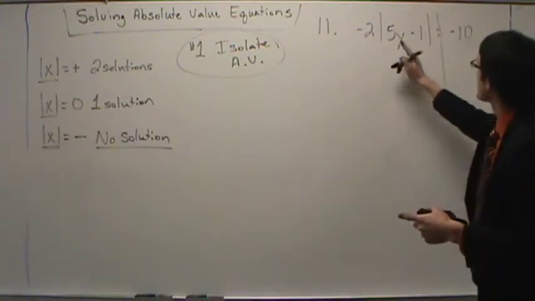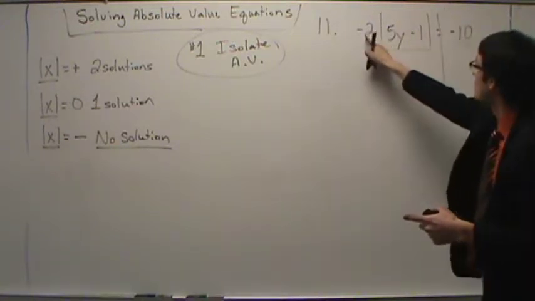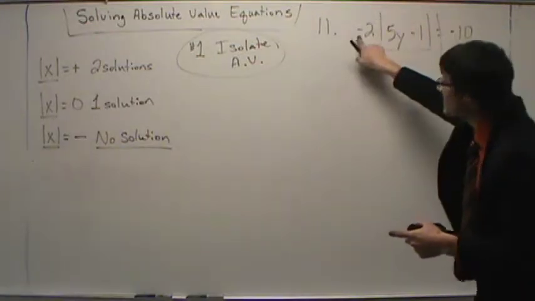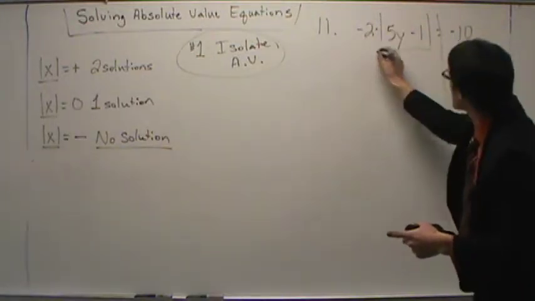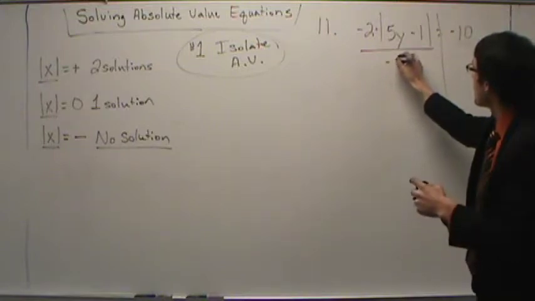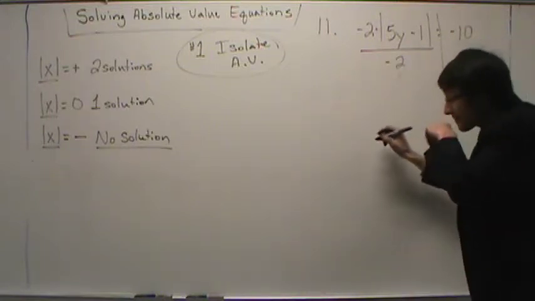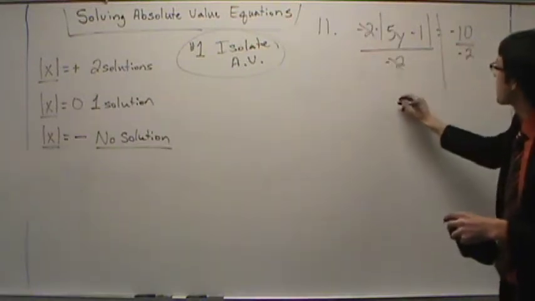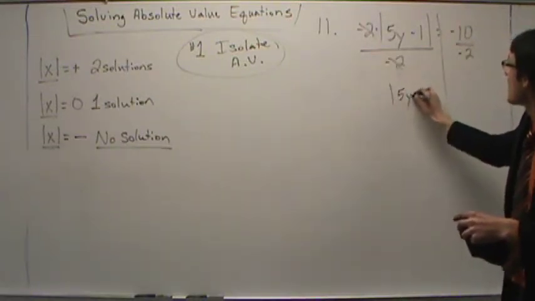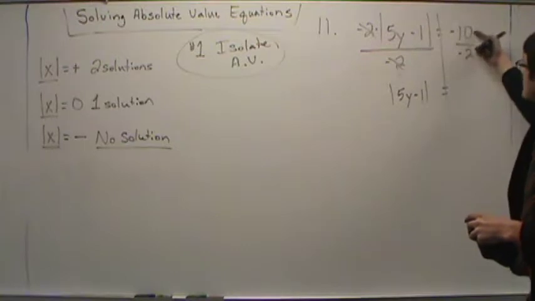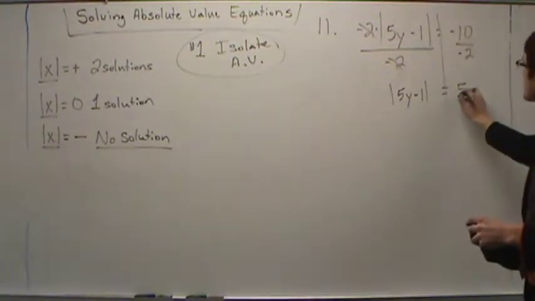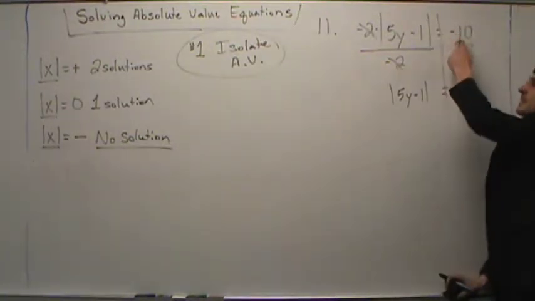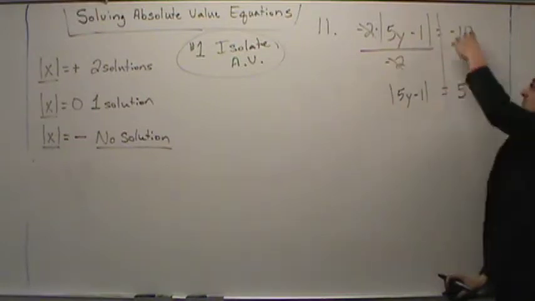So what do we have to get rid of first before this unit is isolated? We have to get rid of negative 2. Notice negative 2 is not being subtracted, it's being multiplied. So we're going to divide by negative 2 on both sides. So this actually does have solutions. We have the absolute value of 5y minus 1 is equal to negative 10 divided by negative 2, which is positive 5. Notice, the right side was negative to begin with, but once you divide by the negative, the right side becomes positive.